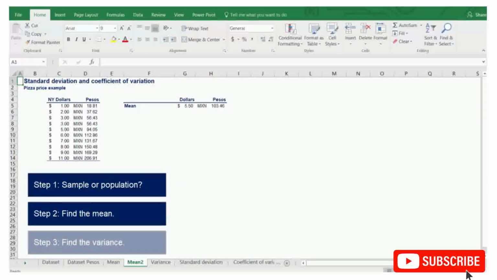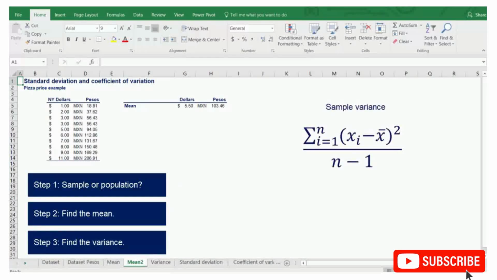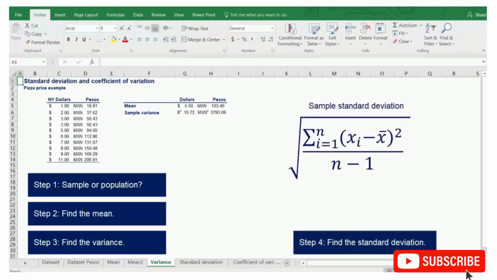The third step of the process is finding the sample variance. Following the formula that we showed earlier, we can obtain $10.72 squared and 3,793.69 pesos squared. The respective sample standard deviations are $3.27 and 61.59 pesos.